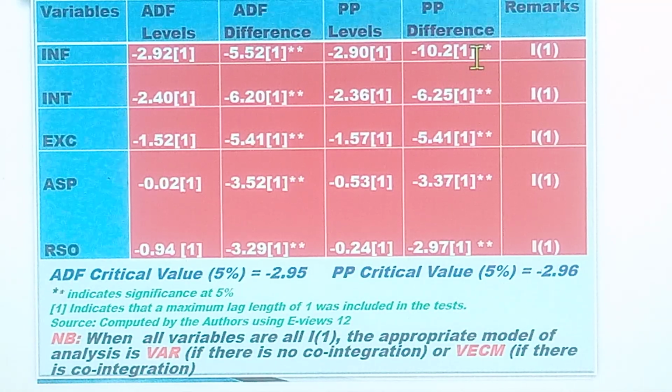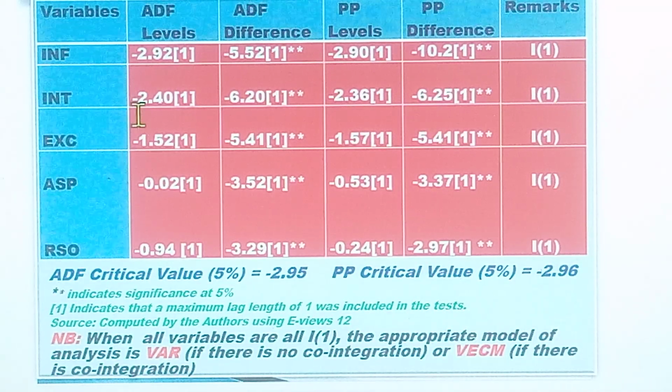Coming to PP, it is the same thing. You see that 10.2 is greater than 2.96, suggesting that inflation is not stationary at levels for both the ADF test and PP test, but becomes stationary on first differencing for both ADF and PP tests. Hence, our remark is that inflation is integrated of order 1.